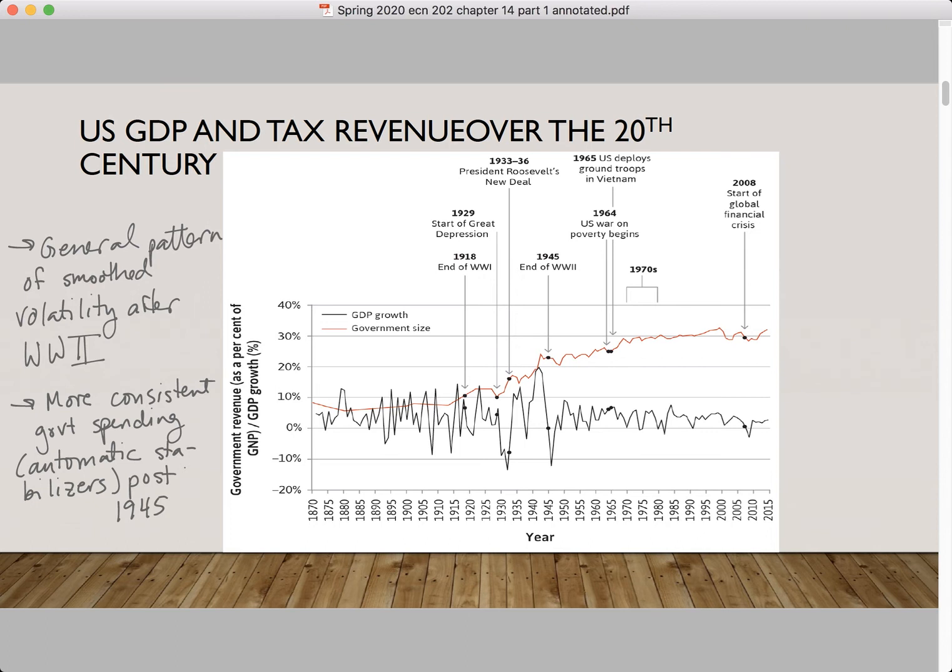So the following is a figure from your textbook, and it talks about U.S. GDP and tax revenue over the 20th century. And basically, it presents a general pattern of smoothed volatility after World War II. The idea here is we see a lot of big ups and big downs prior to 1945. And then after 1945, we see that the fluctuations are almost all above zero. So basically, government revenue is mostly above zero. As GDP has changed, tax revenue has changed over time as well.